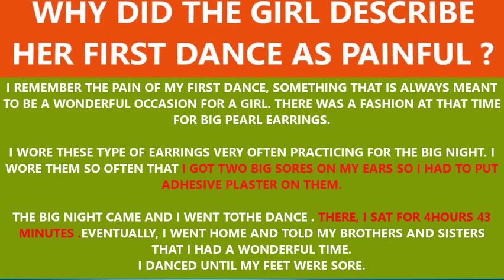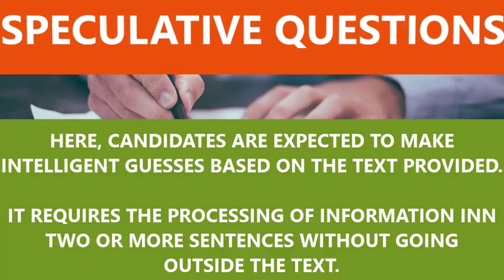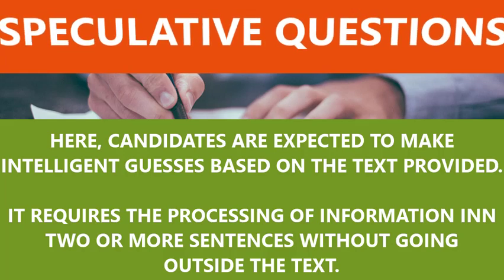Next is the speculative questions. Here, candidates are required to make intelligent guesses based on the information in the text. It requires the processing of the information provided in 2 or more sentences without going outside the text. Let's use this text below to illustrate this.